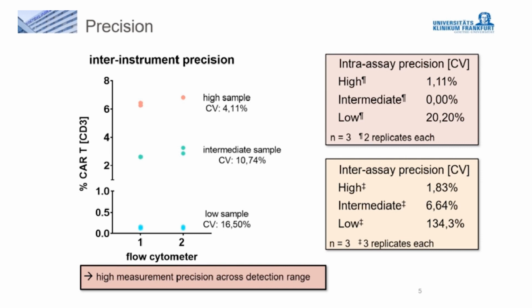Intra-assay imprecision corresponding to subsequent measurements of the same sample. Inter-assay precision means the measurement of samples in multiple runs, and inter-instrument refers to comparison measurements on a Navius and a second flow cytometer. Here we used the DX Flex flow cytometer from Beckman Coulter. The imprecision ranged between 0% and 16.8% coefficient of variation, showing a high measurement precision across the detection range.